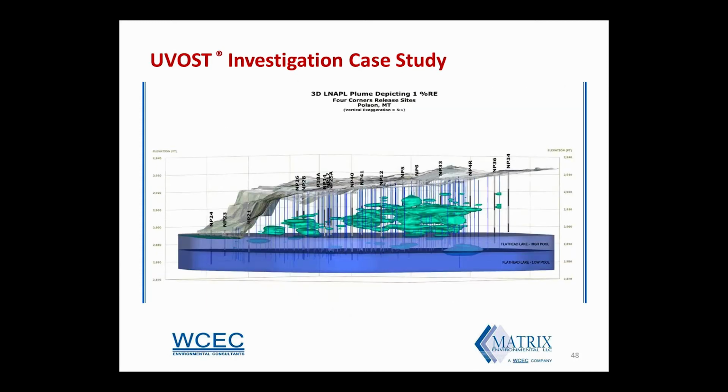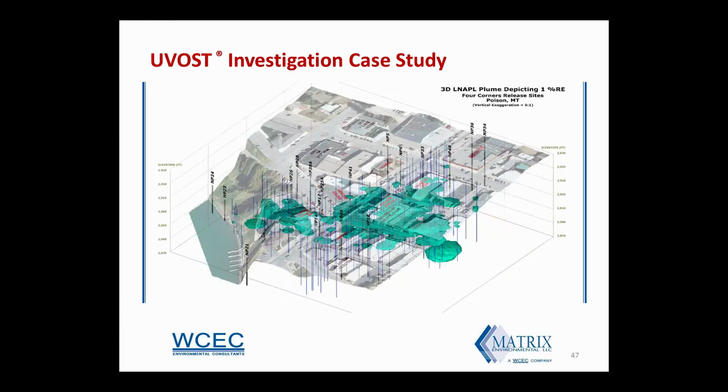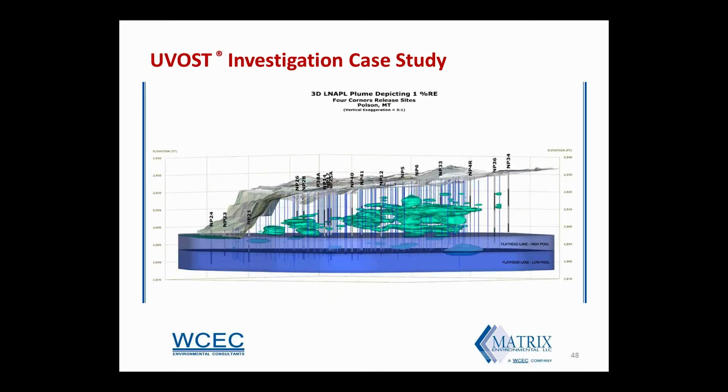Here's a kind of a cross-sectional view. If we rotate this one even further, you end up with this cross-sectional view. In this one, we've extended the elevation of the Flathead Lake high pool and low pool. And what's really interesting with this that the UVOS allowed us to determine was that the LNAPL distribution vertically was dictated by the high pool and the low pool levels of the lake.